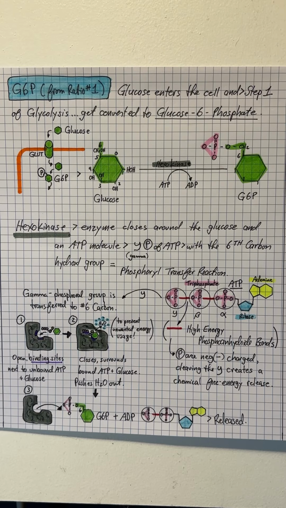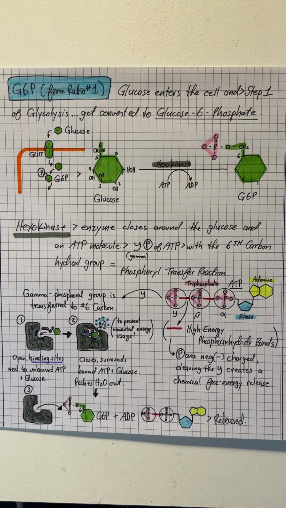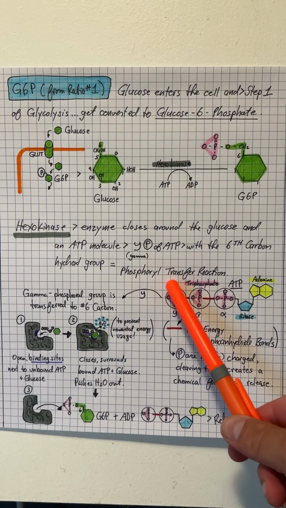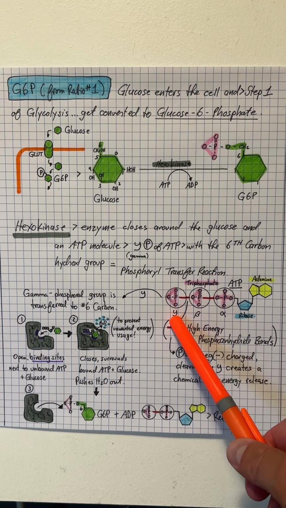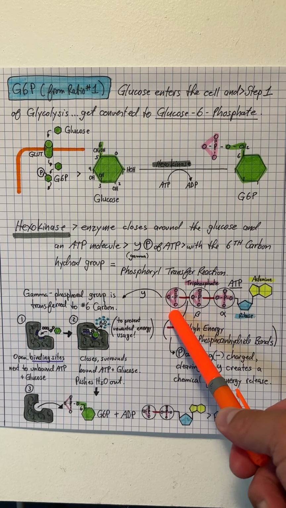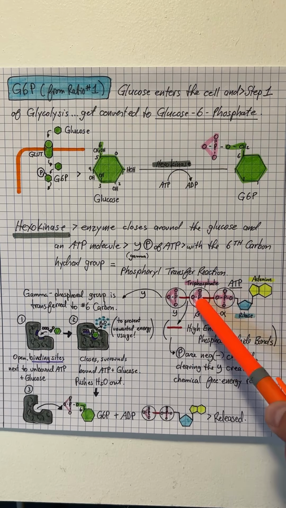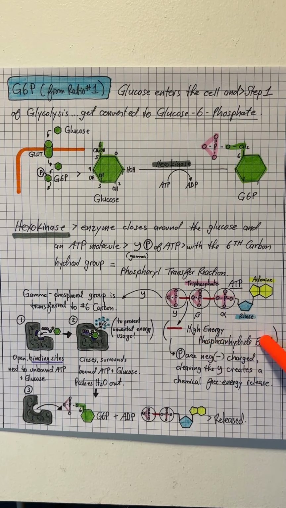Anyway, hexokinase, an enzyme that closes around the glucose and the ATP molecule, links the third, or gamma, phosphate of the ATP with the sixth carbon, the hydroxyl group of the glucose. This is also referred to as a phosphoryl transfer reaction, where the third, gamma phosphate gets transferred over from the ATP. That's a full ATP molecule: adenine, ribose, the sugar, and triphosphate. And these little red marks are the high energy phosphoanhydride bonds.